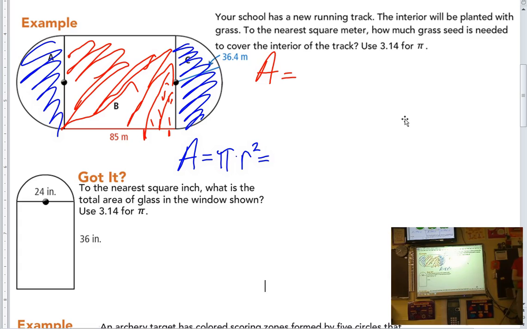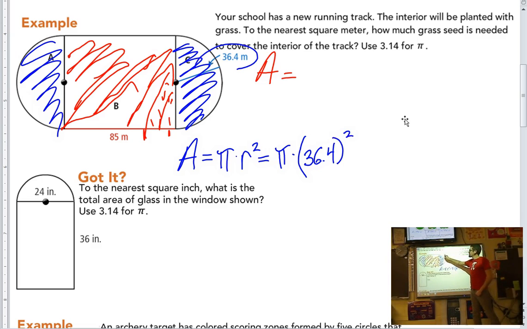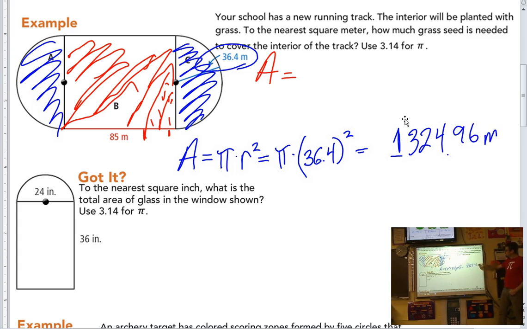And that's time. Ozzy, for the circle, so we did pi times radius squared. What's your radius here? The radius is 36.4 meters. That's told to us right over here. So when I do that area, we get 24.96, you said? Yeah, and then just keep that because there's two halves on the field.